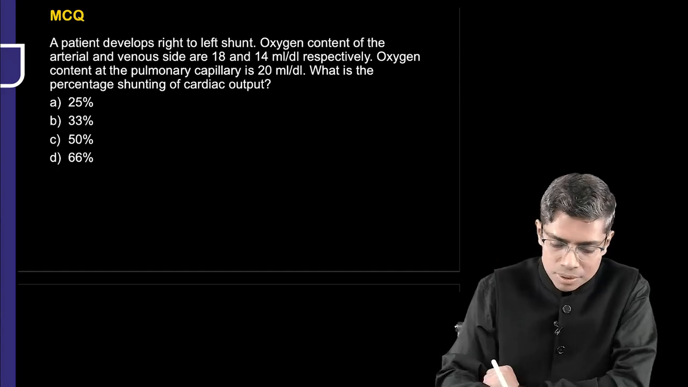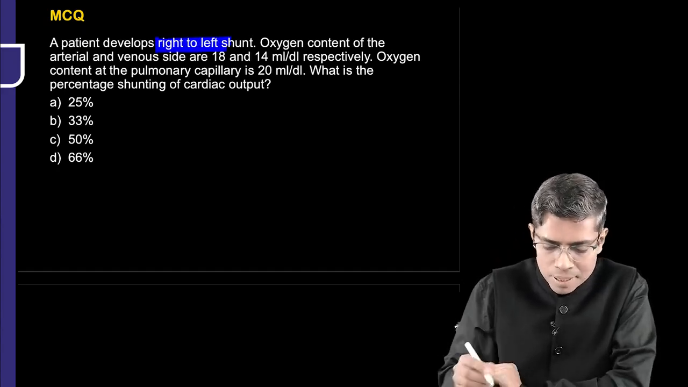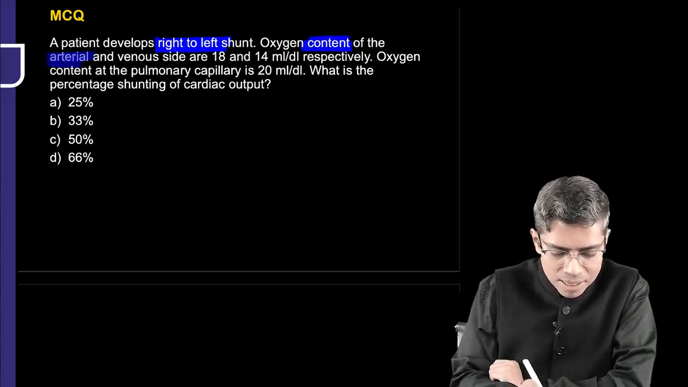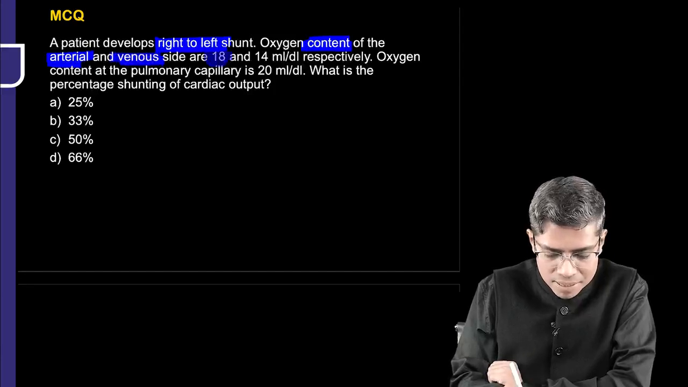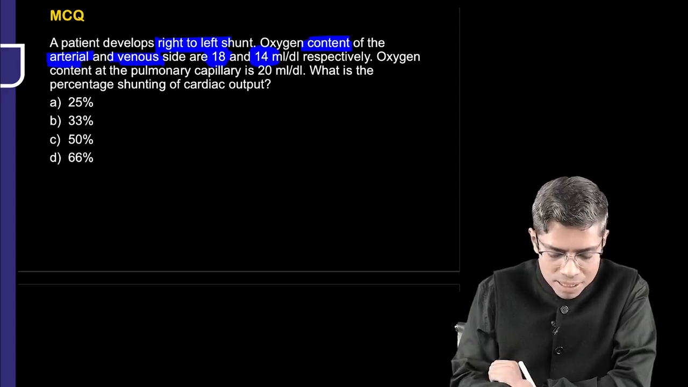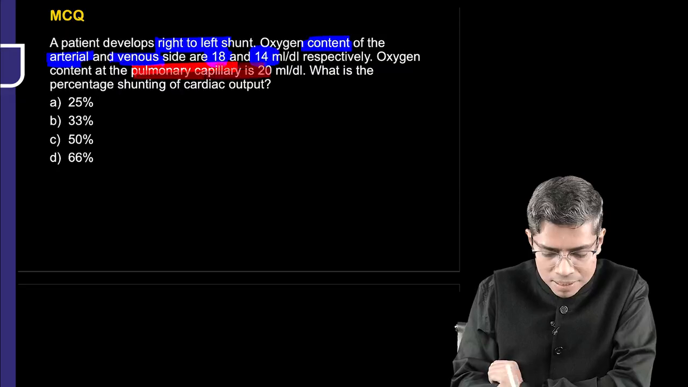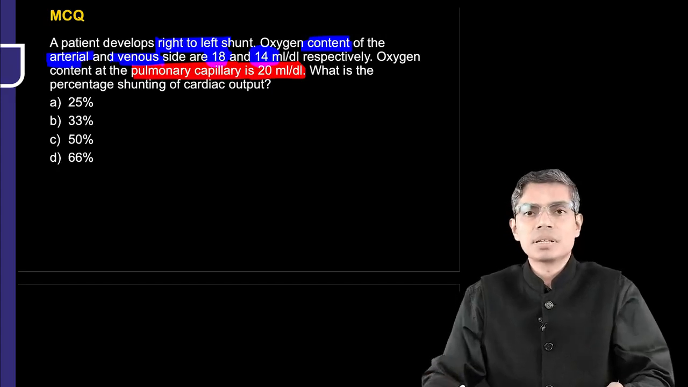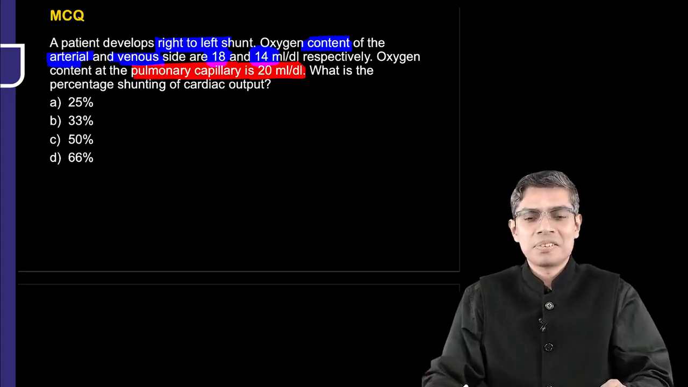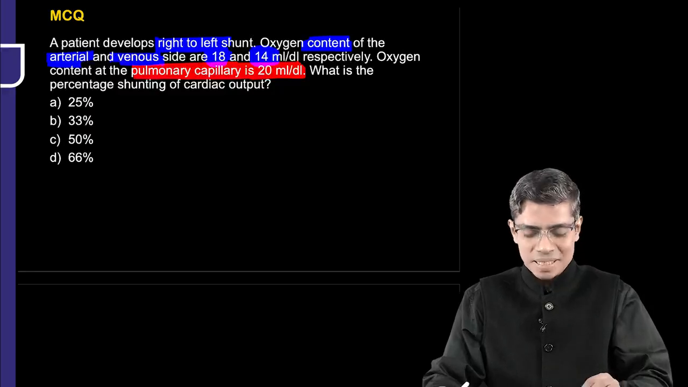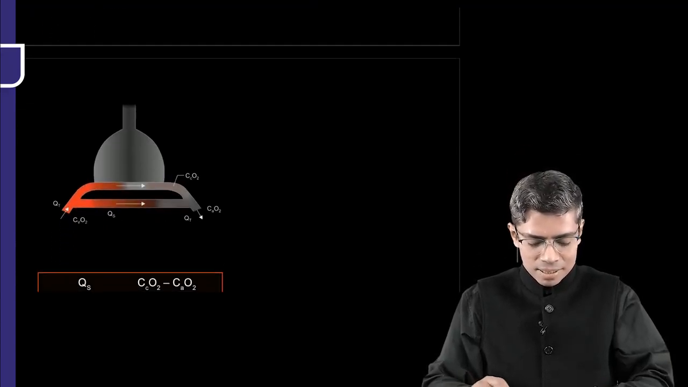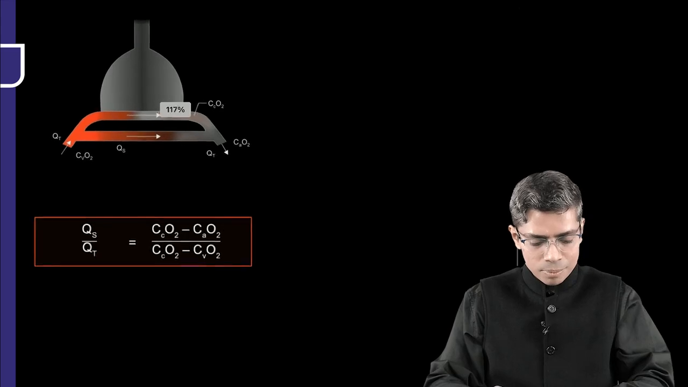So there is a right to left shunt, okay, and the oxygen content is given in different regions. The arterial blood and venous blood oxygen content is given as 18 and 14, and the oxygen content of the pulmonary capillary blood is given as 20. You have to calculate what is the percentage of shunting of the cardiac output in this phenomenon. Physiological shunt is only 2%, but here is a pathological shunt, right? To understand this, you have to look at the shunt fraction calculation formula.